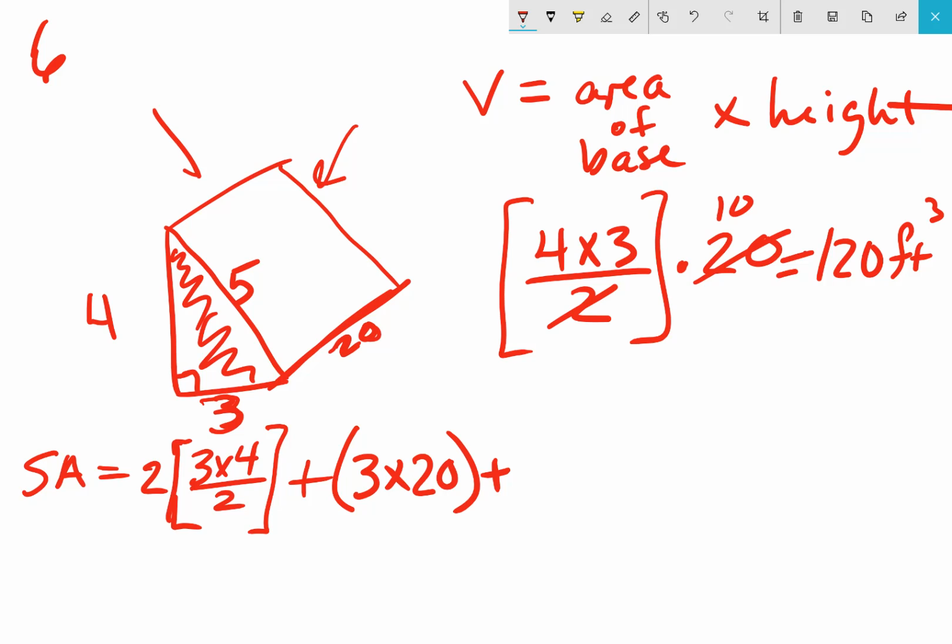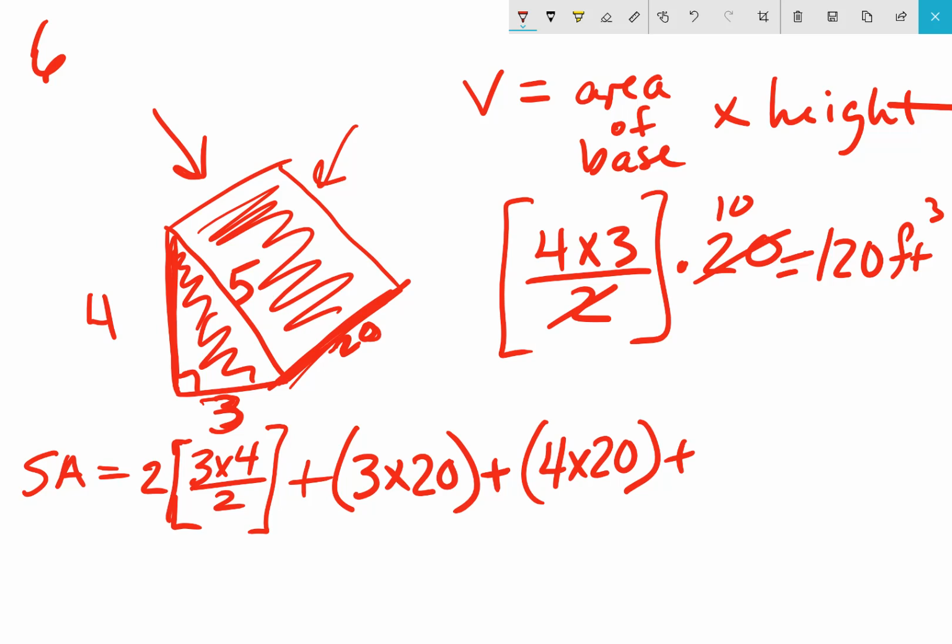The back of it that we can't see behind is another rectangle. Its height is 4 and its length is 20. So 4 times 20. There's only one more shape to do, and that is the front, this slanted part that goes down, and that is 5 times 20. So that's all 5 shapes.